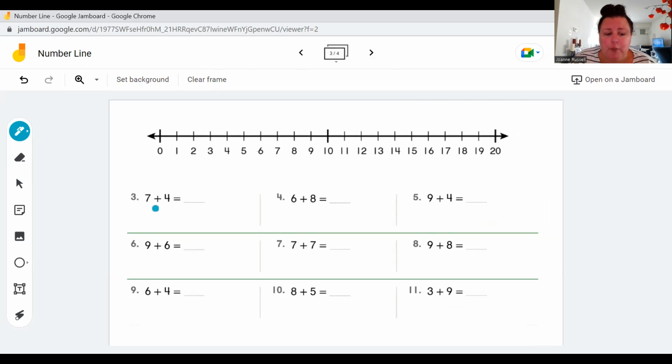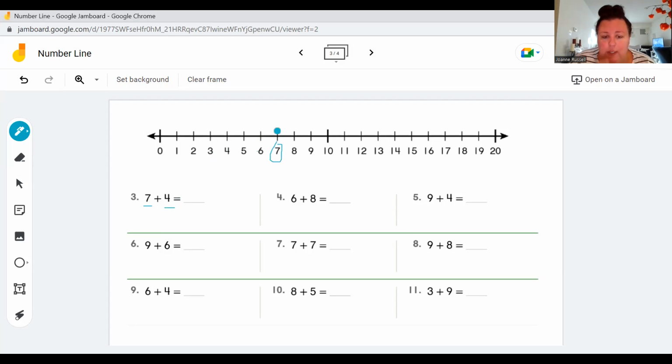All right, we have our number line up here to use. And we're going to do the first problem. Who can tell me what is our first problem? Yes, 7 plus 4 is our first problem. So 7 is the first number. So let's find number 7 on the number line. And then we're going to hop how many times? Yes, we're going to hop 4 times.